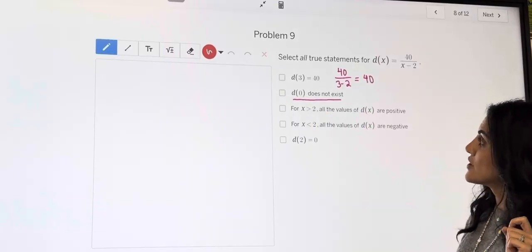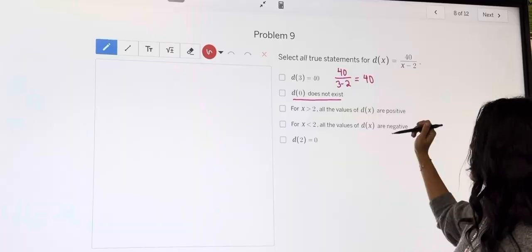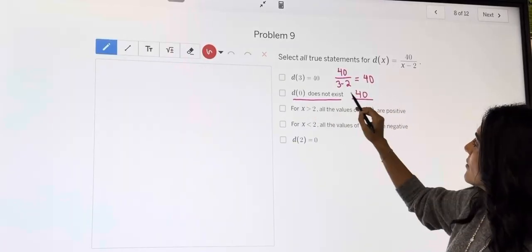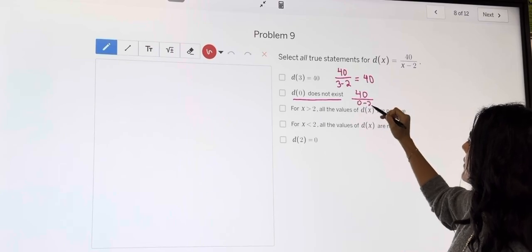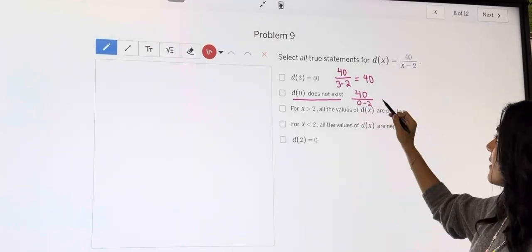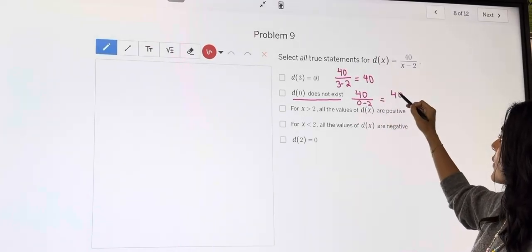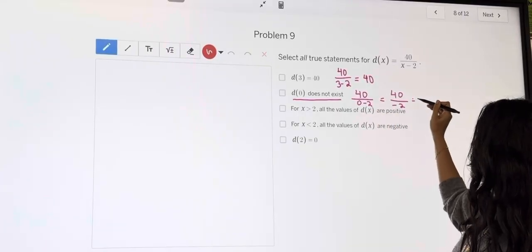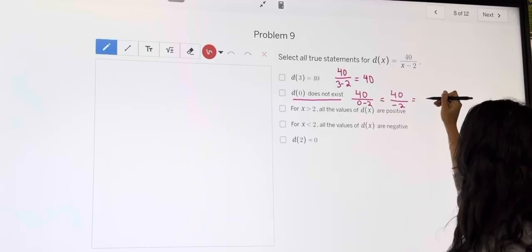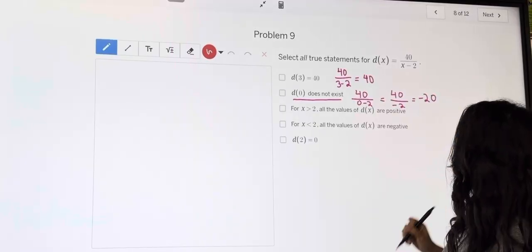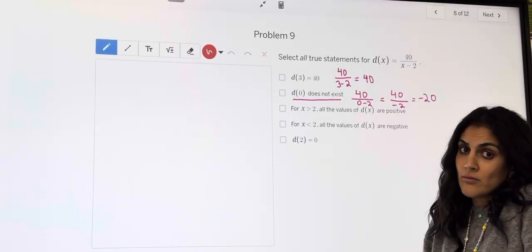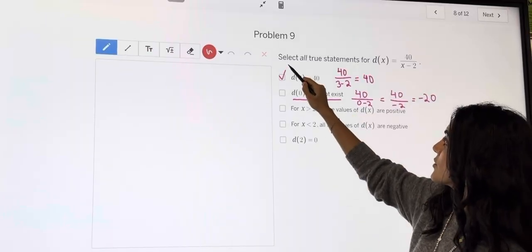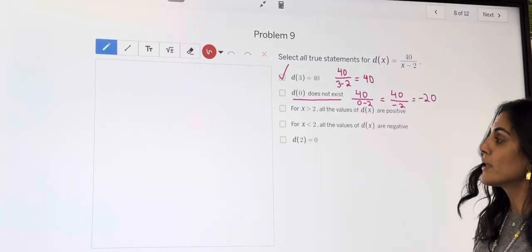D of 0 does not exist. Let's see. If I take 40 and I plug in 0 for x, so I get 0 minus 2 on the bottom, I get 40 divided by 0 minus 2, which is -2, and 40 divided by -2 is -20, which exists for sure. So this is not true, all right? The first one was true, that one not true, okay?